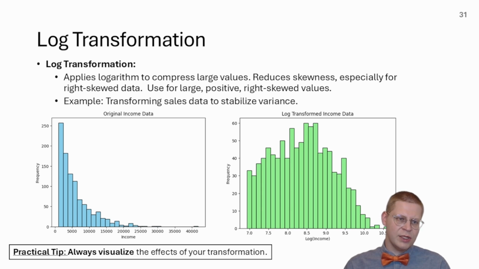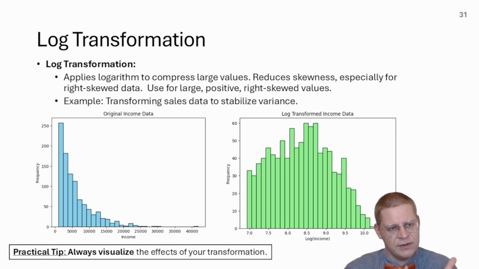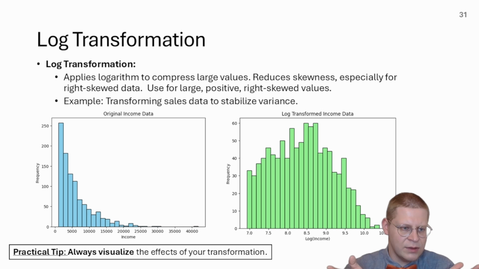As for the transformations, as I mentioned, if we apply log transformation, our data will change. The data will change its shape. The outliers will be not so highlighted. This type of transformation reduces skewness, especially for right skew data, and you can use it for large positive right skewed values, for instance, like transforming sales data to stabilize variance. That's also like transforming income data. That's also a good use case.